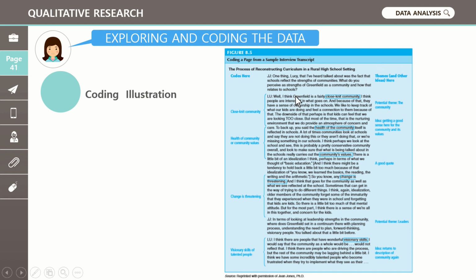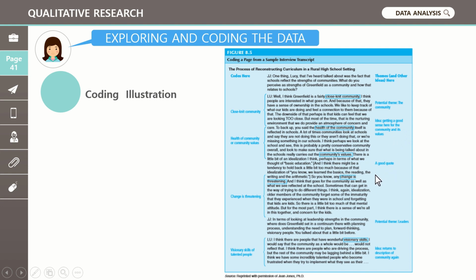So let's see carefully here. In the first passage, you can find one quote that is close knit community. And in the second passage, you see the important thing, that is health of the community or community values. Then the difference with themes: in the themes you will get the potential theme, that is the community. And then you can put your idea here, getting a good sense here for the community and its values.